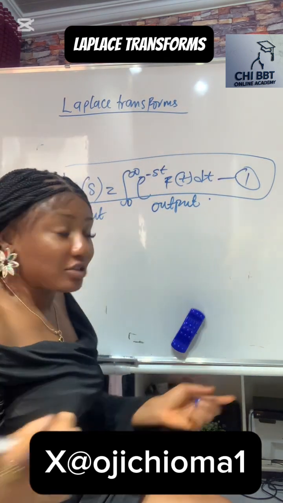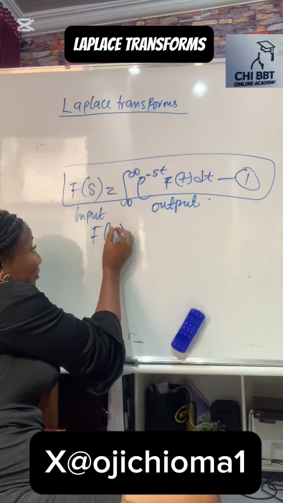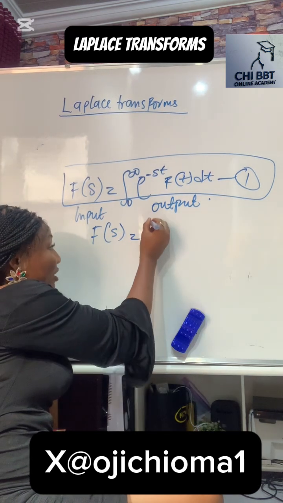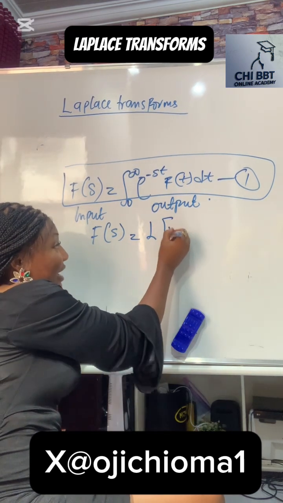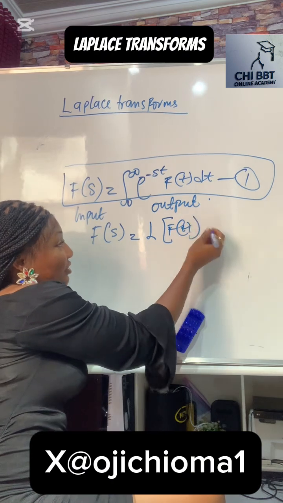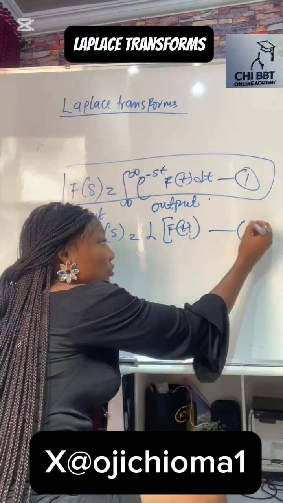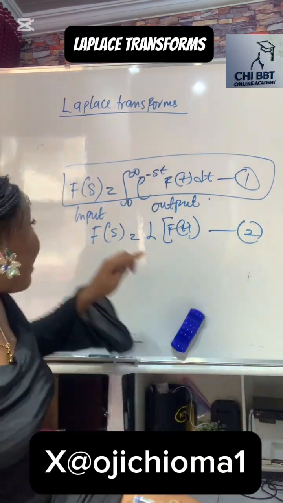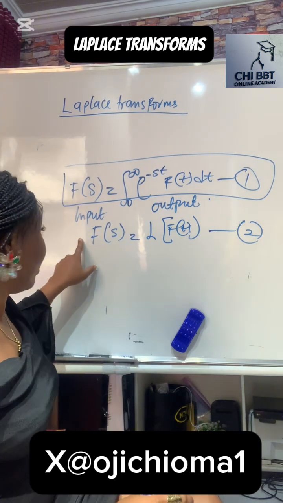There's another format. You can actually write it like this: F(s) equals L{f(t)}. This is how it looks. This is equation 2. If you don't understand equation 1, make sure that you understand equation 2.